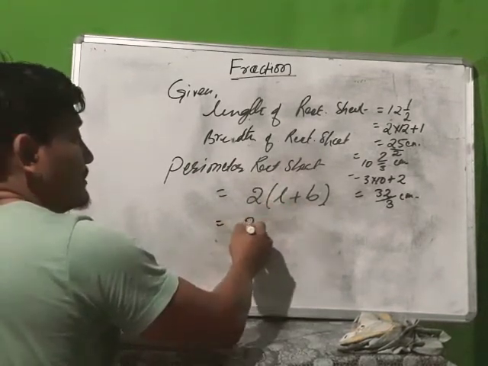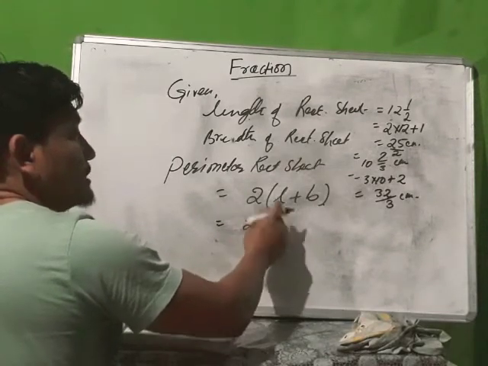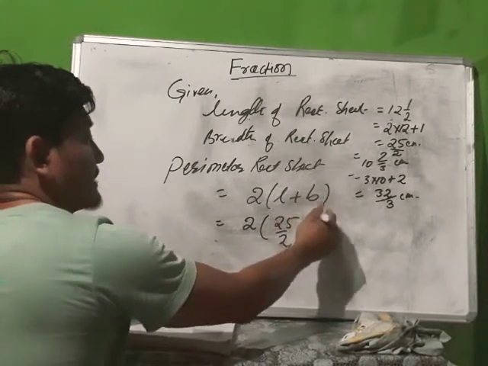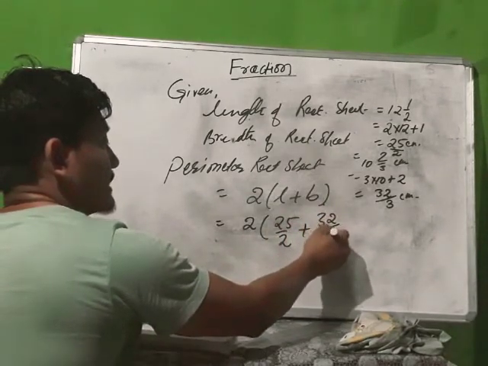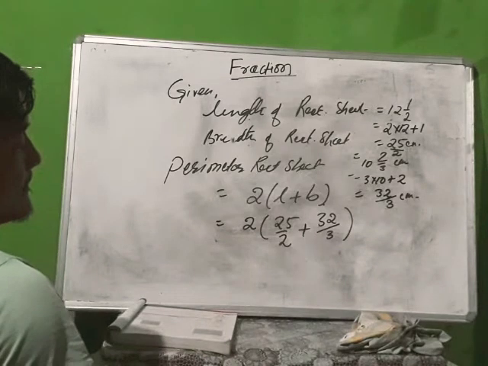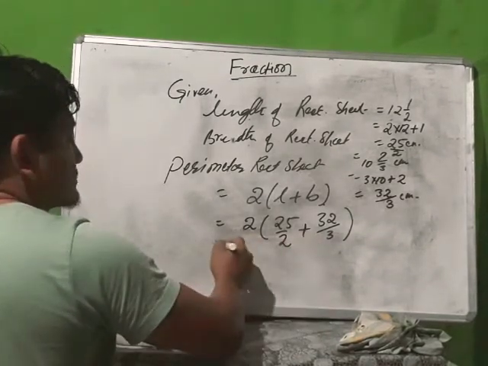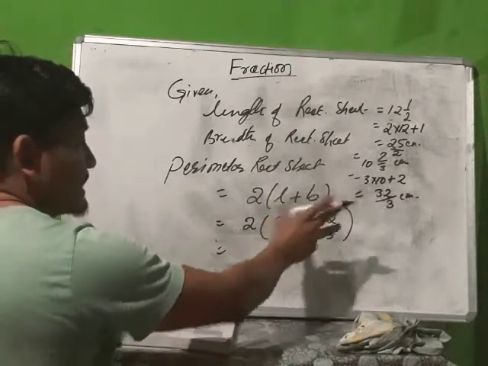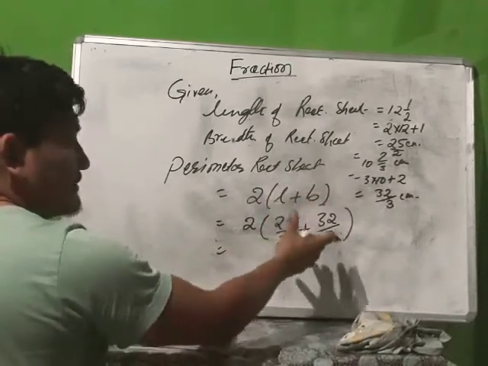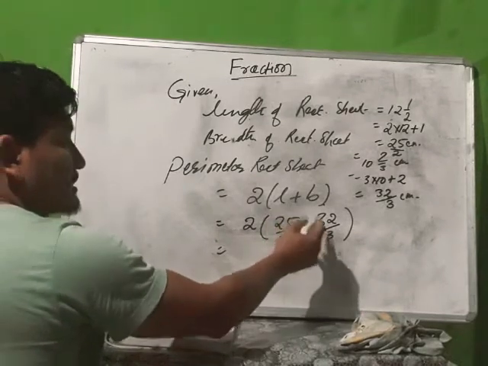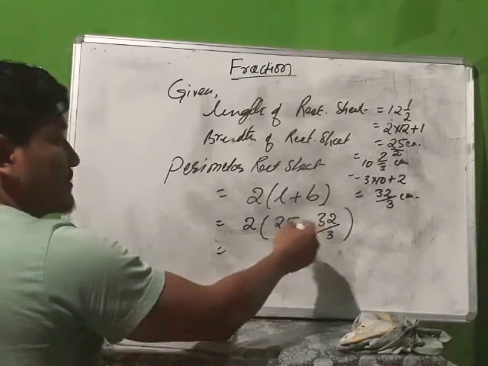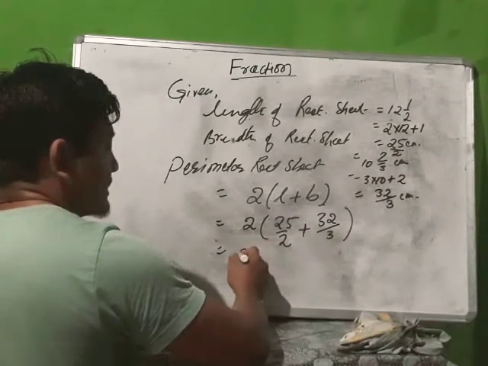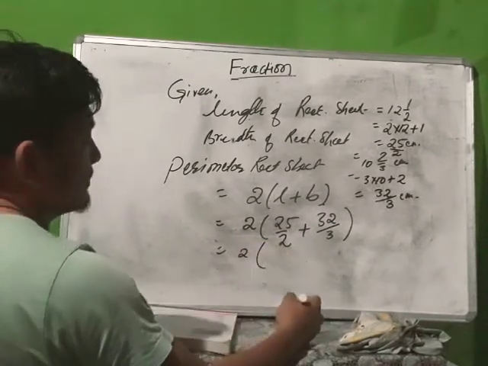So now what will you do? You just write 2, and under the bracket, length is 25 by 2 and breadth is 32 divided by 3. This is how you are going to do it. Then, how will you do the rest? You just finish the work inside the bracket. Inside the bracket, you need to find the sum of these two improper fractions. So how will you do that? I'll show you how to do this.